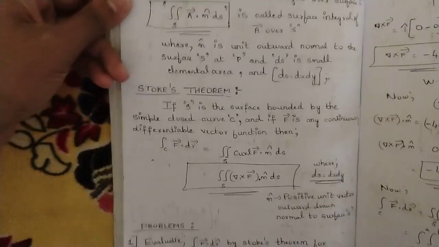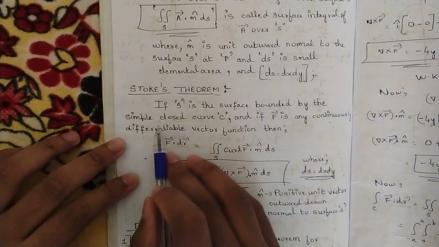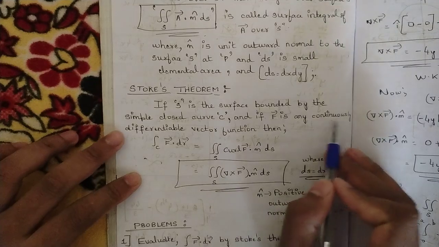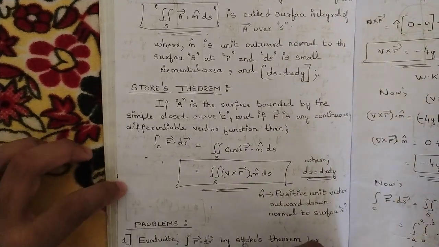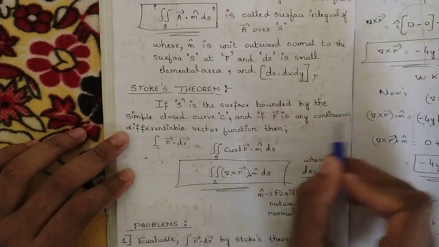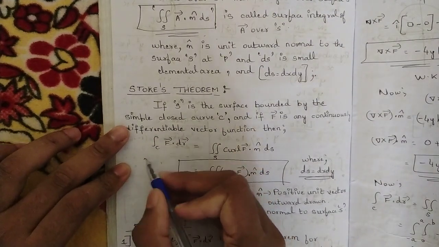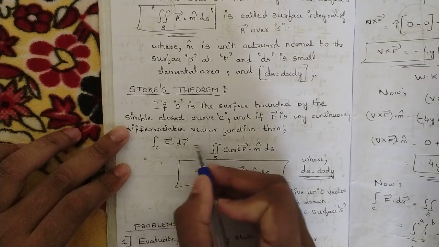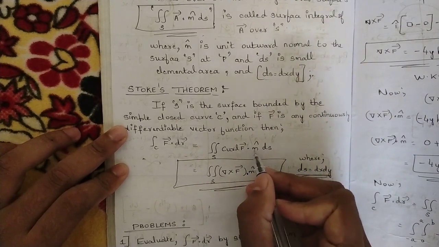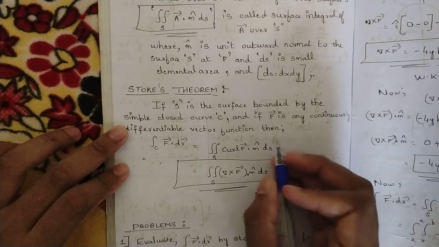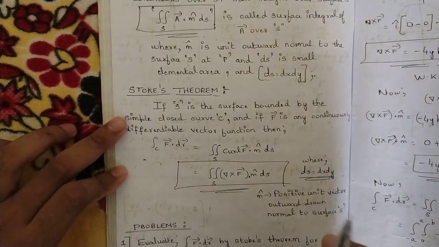Now let us see Stokes theorem. If S is the surface bounded by the simple closed curve C, and if F is any continuously differentiable vector, which means it can be differentiated at any instance in that particular area, then Stokes theorem is represented as: the integral over the closed curve of F dot dr is equal to the surface integral of the curl of F, that is del cross F, dot product with n cap, the unit outward normal vector, into dS, the differential elemental area. In this way the Stokes theorem equation goes.